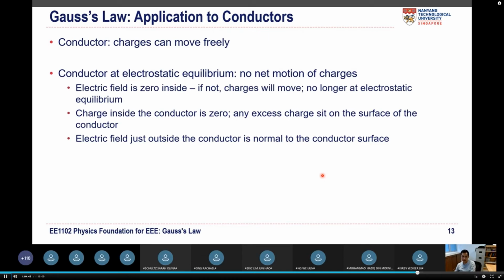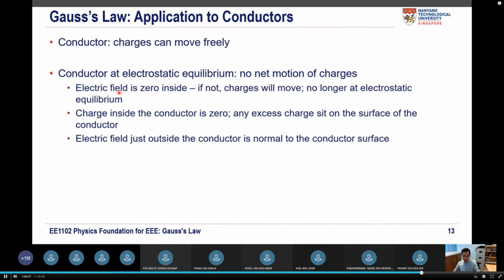Now we're going to look at conductors. Conductors have quite different behavior from insulators because charges can move freely. When a conductor is at so-called electrostatic equilibrium, that means no charges are moving anymore. Equilibrium means there was some movement of the charge, and now charges don't move anymore because everything is totally balanced. That is electrostatic equilibrium, and it means no net motion of charges.